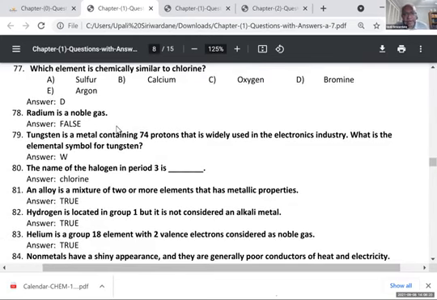Tungsten is a metal contained in 74, widely used in the electronic industry. What is the symbol? You go to the periodic table, 74. Look for tungsten. Tungsten has 74 protons. 74 is W. So that's how you find it.